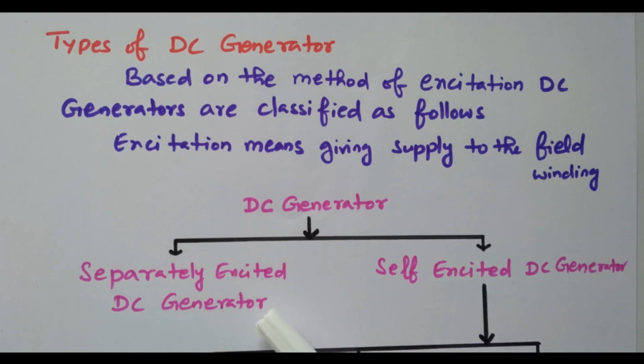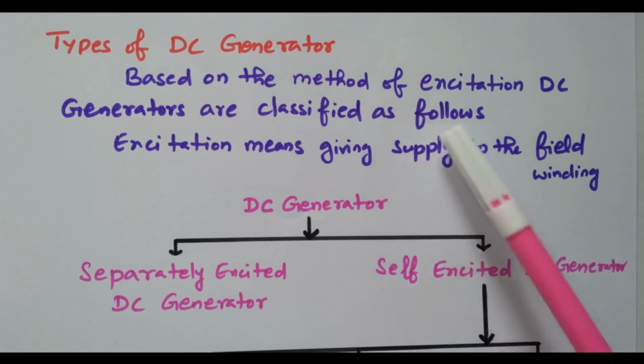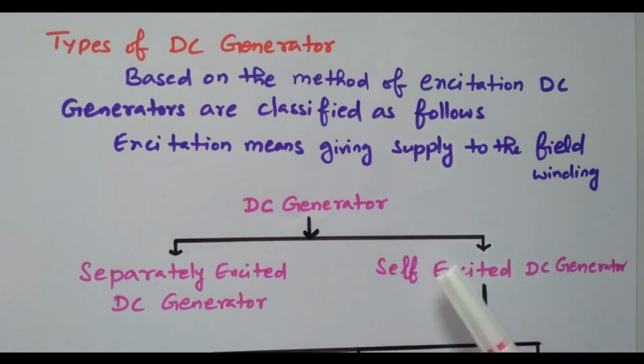The excitation is given separately to the field winding in order to make it a magnet and produce the flux, or it is self-excited. In self-excited, the field windings are connected with the armature, so by itself it will produce the magnet using the concept called residual magnetism. So based on the excitation, the generators are classified.